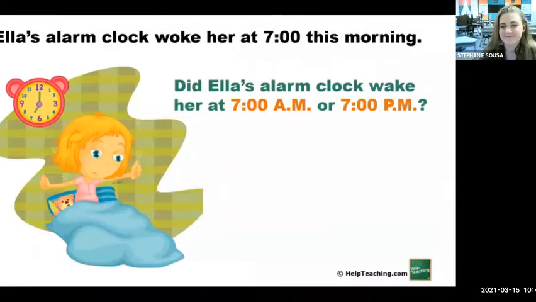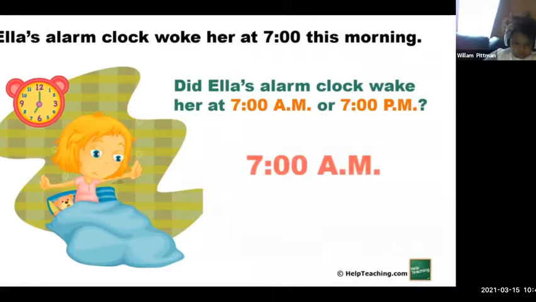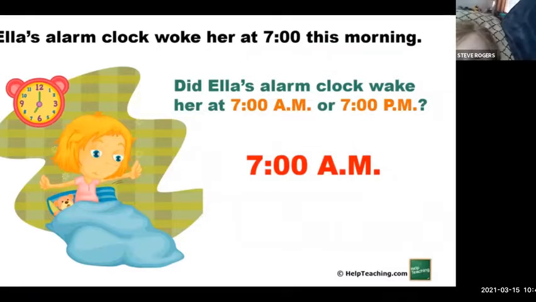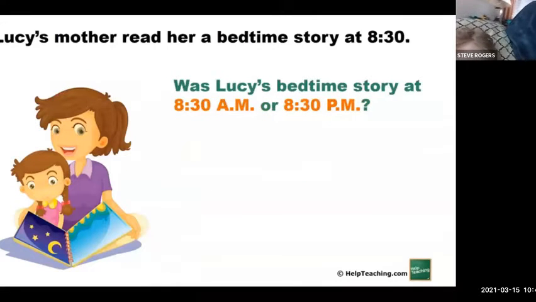Ella's alarm clock woke her at 7 o'clock this morning. Did Ella's alarm clock wake her at 7 o'clock a.m. or 7 o'clock p.m.? 7 o'clock is a.m., obviously not PM. You got it. Lucy's mother read her a bedtime story at 8:30. Was Lucy's bedtime story at 8:30 a.m. or 8:30 p.m.?